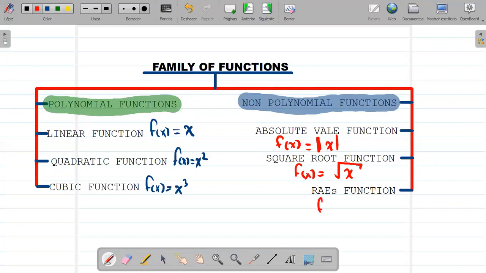And the last one, which is called a reciprocal function, behaves like this. Okay, so I will show you right now some examples, and you will identify if it's a linear function, if it's quadratic, and something like that. That's the way you will do it in the homework.